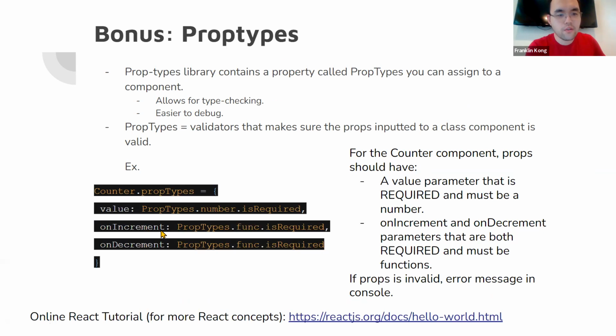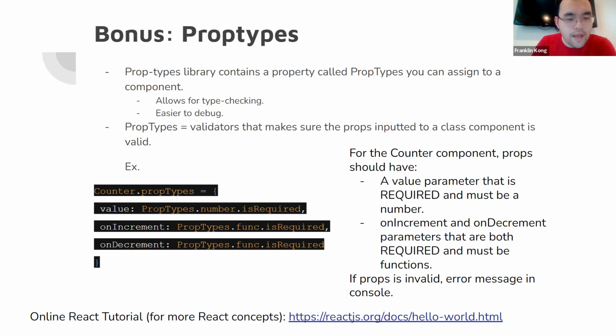And one more thing to cover before we move on to Redux is the PropTypes library. The PropTypes library in React contains a property called PropTypes, and you can assign this property to any component. This allows for type checking and makes it easier to debug. PropTypes are validators that make sure the attributes inside the props object that is inputted to a class component are valid. As an example, over here we have a class component called Counter, and we want to use PropTypes on it.